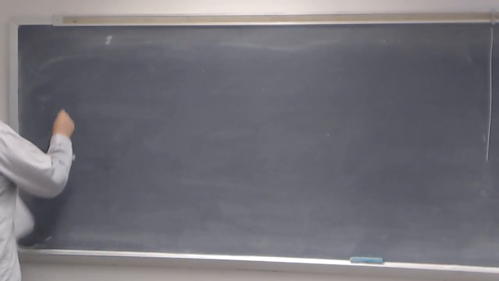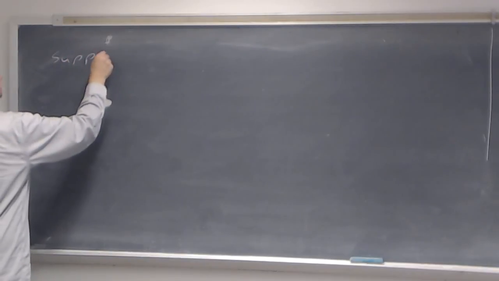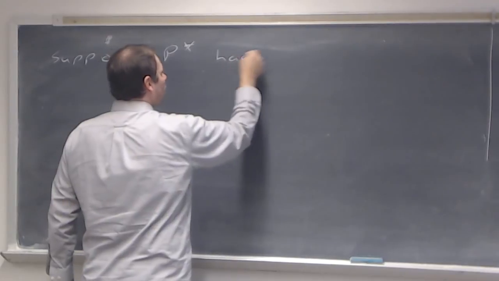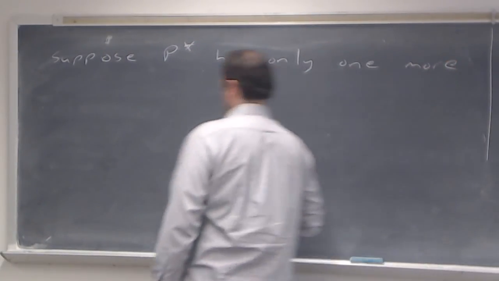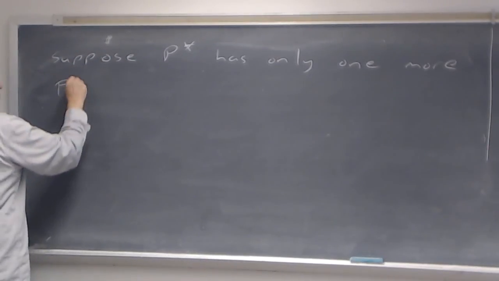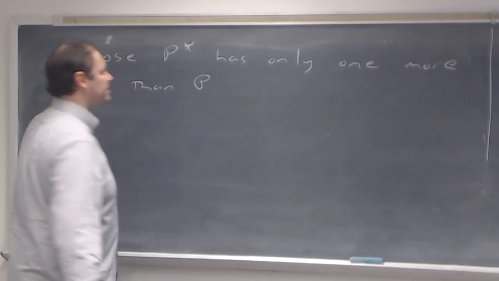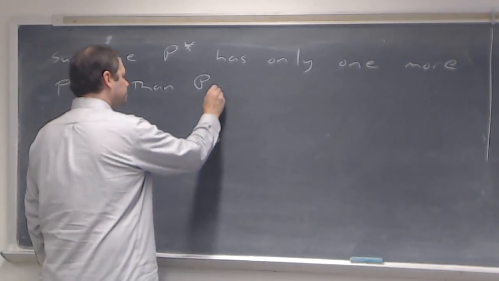So we want to prove this inequality. The way we'll do it is the following. Suppose P star has only one more point than P. So it's a refinement that has just one more point. This is kind of like a case.